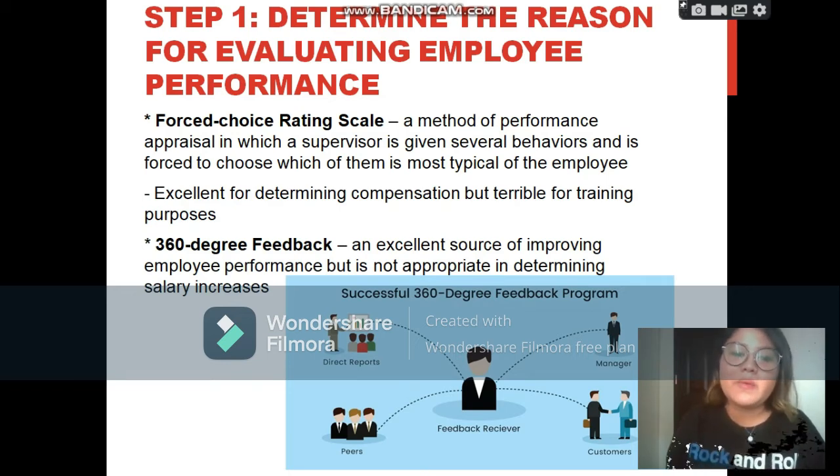Okay. We also have 360-degree feedback. All right. So this is a kind of feedback wherein, as you can see from the picture, we can get feedback from direct reports, from the manager, from the peers, and from the customers. So that's why it is called 360 degrees, because it will get all the feedback, all the evaluation coming from the people surrounding the one who is being evaluated. So this is an excellent source of improving employee performance, but it is not appropriate in determining salary increases.